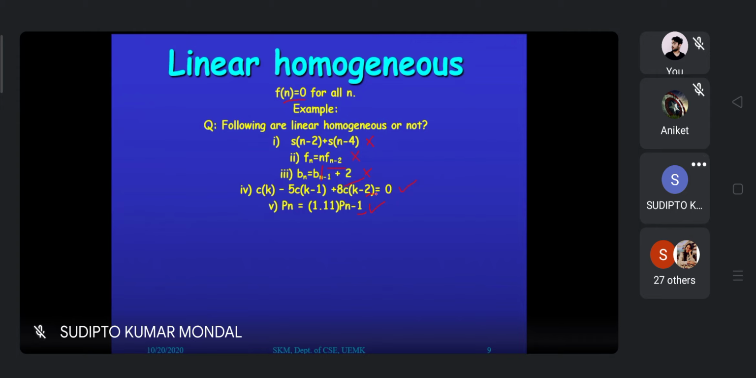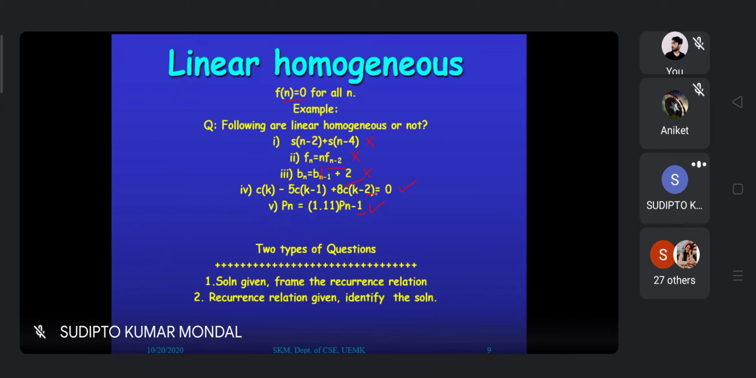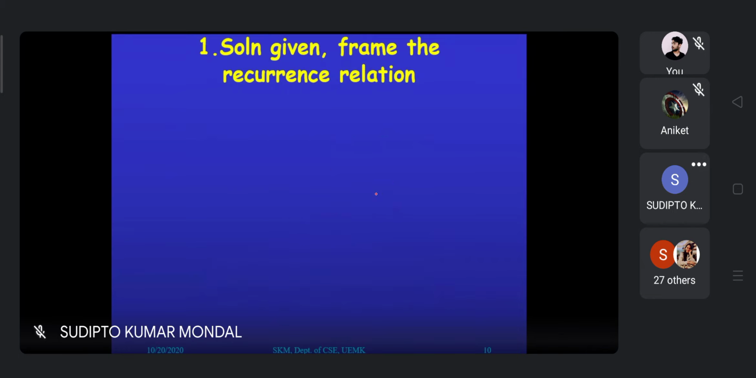So our intention is how we can solve this linear homogeneous recurrence relation. Quickly we'll check how to solve it. Before going to that, two types of questions are quite possible. One is: solution given, frame the recurrence relation. Or the recurrence relation is given, identify the solution. These are the two things we can face in recurrence relation problems.